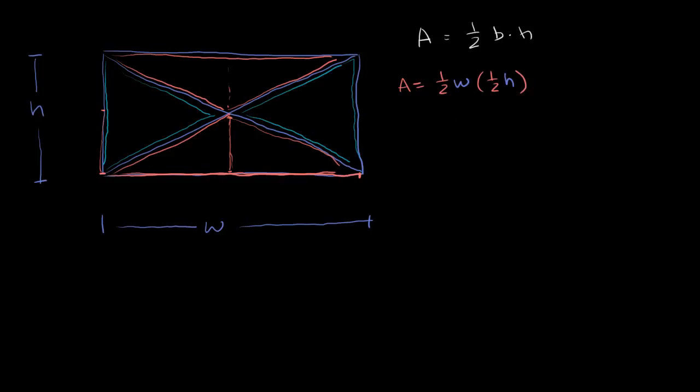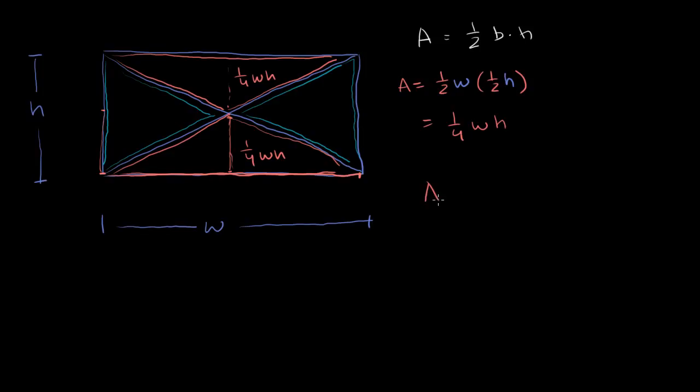So what's that going to be? You have 1/2 times 1/2 is 1/4 times width times height. So the area of that triangle is 1/4 width times height. So is that one. Same exact argument. They have equal area. Now, what's the area of these green-blue triangles?